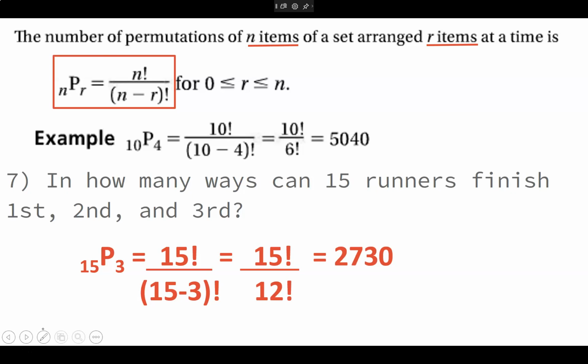Yes. I tried printing that in. Then you put it in wrong. 15 factorial divided by 12. Yep, divided by. So 15 minus 3 is 12. And then go back to math. Enter. There you go. Yep.